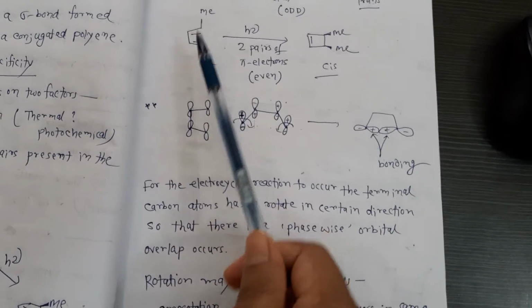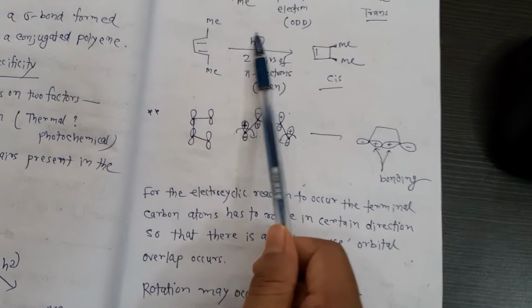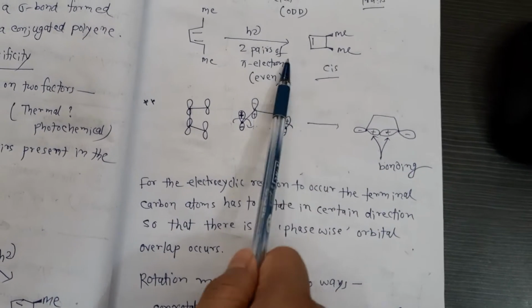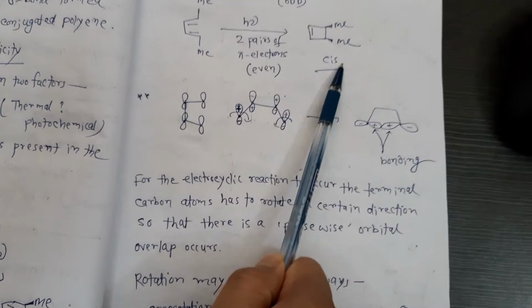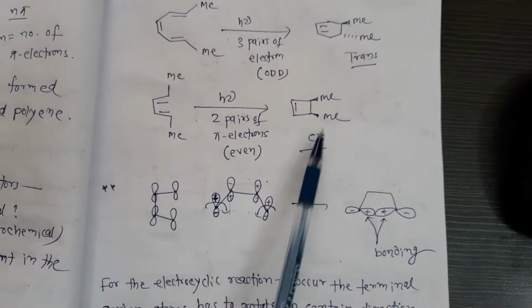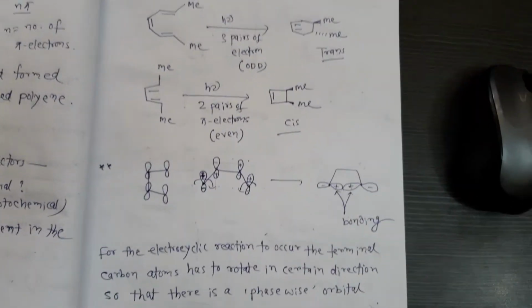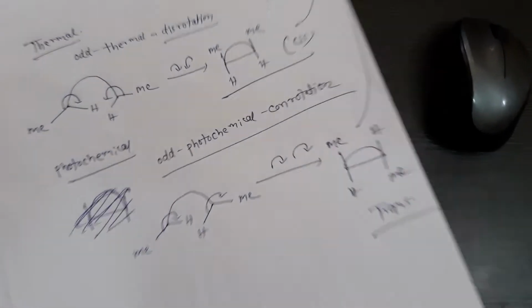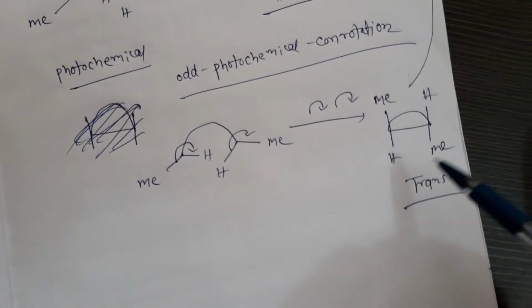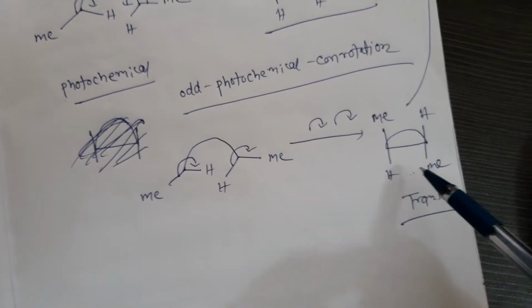Now we gave an example. In this example, in presence of H nu, it forms the cis product. Now let's see how this product formation occurs. These are some examples, and here the trans product is formed.